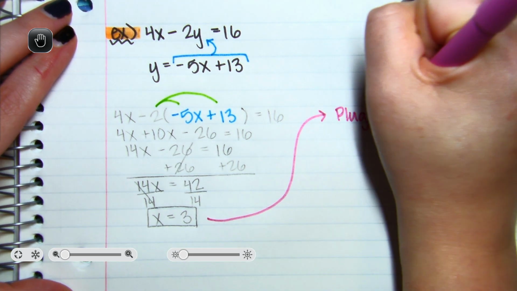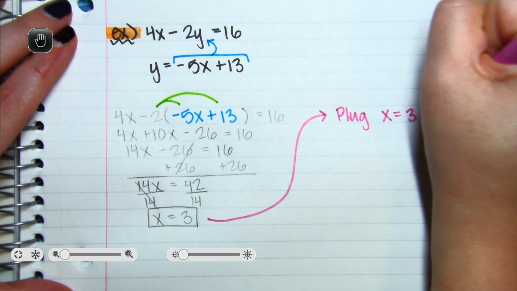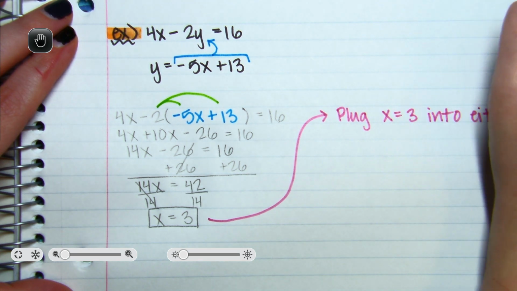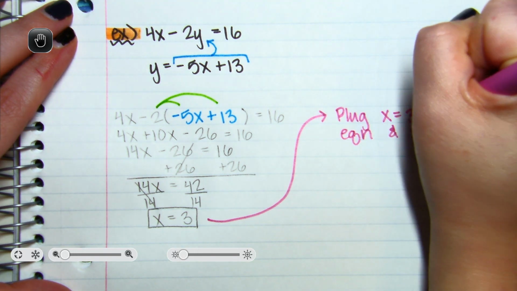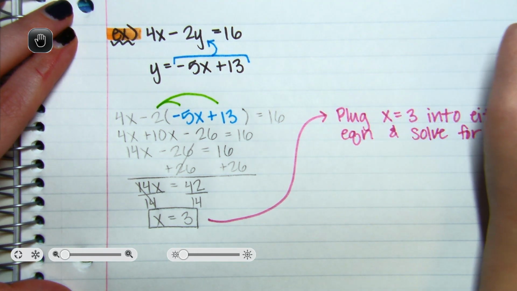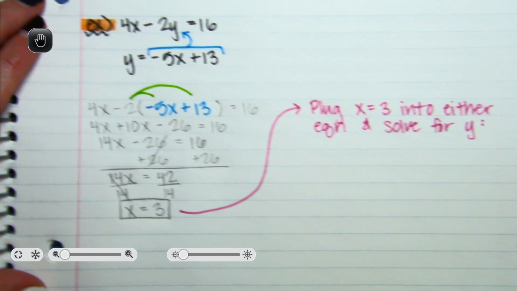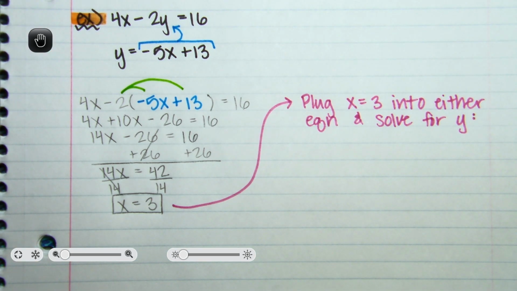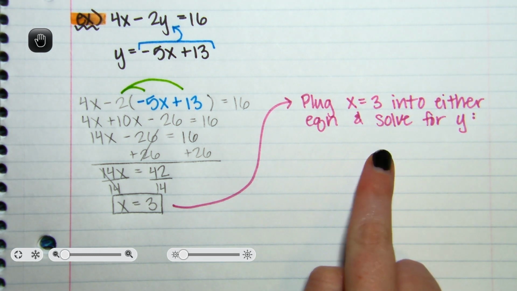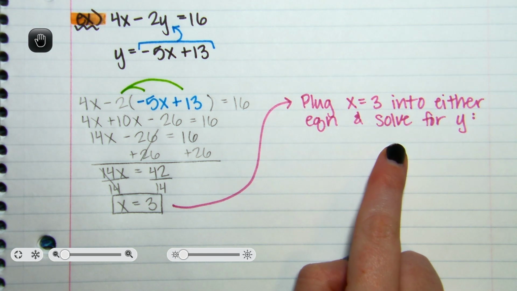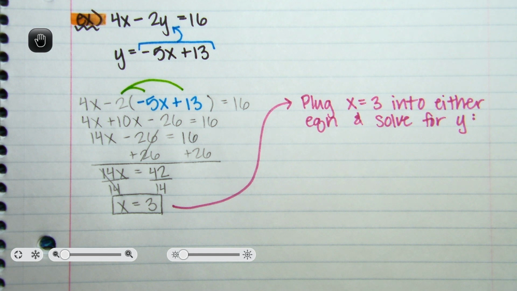Now we're going to plug x equals 3 into either equation and solve for y. Now the stuff that I'm writing in pink, I'm just writing that so that when you go back and look at your notes, you know exactly what I did and why. You do not need to write this on your work for homework, and I will not write this on the answer key for the homework. It's just here in the notes so you know exactly what's going on.